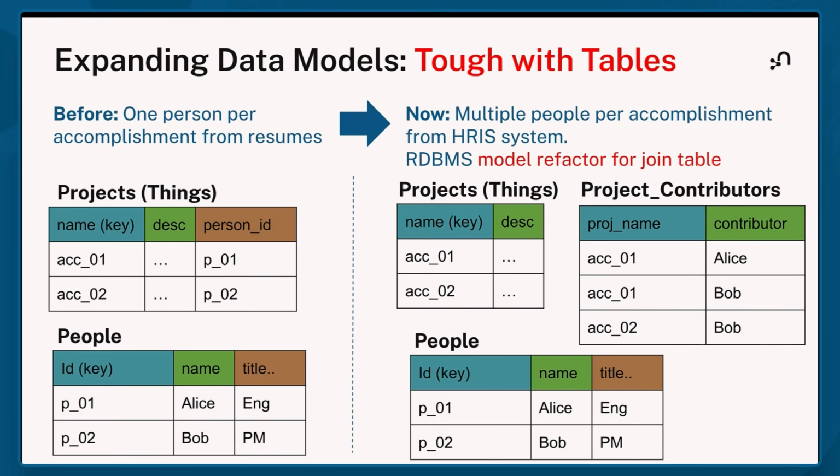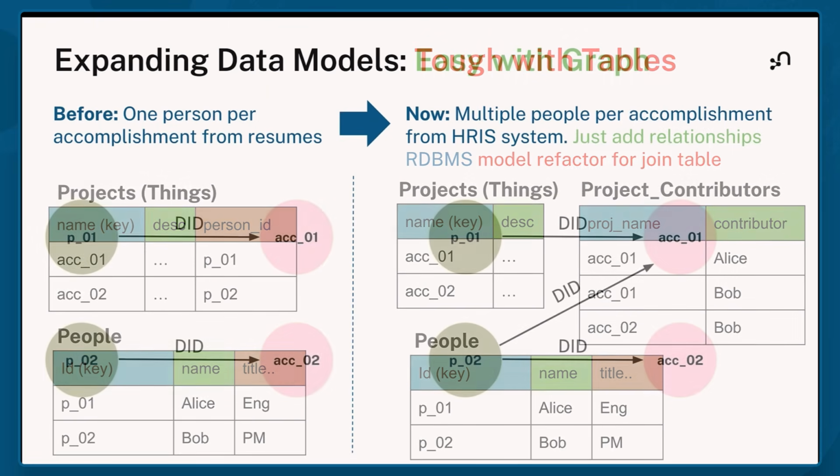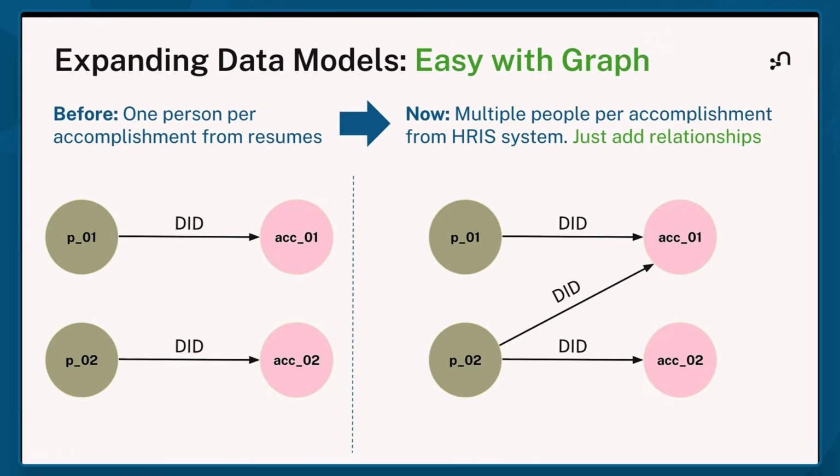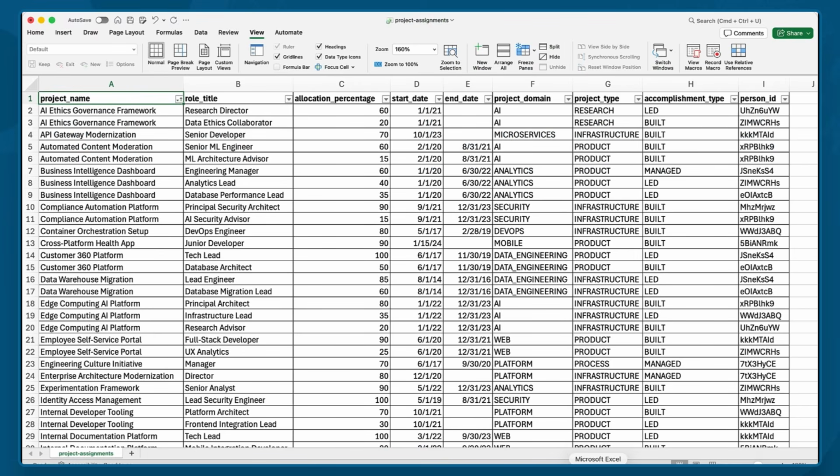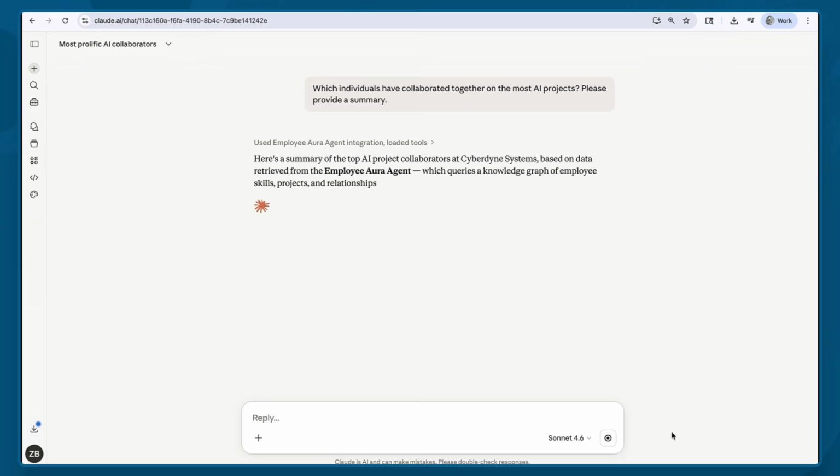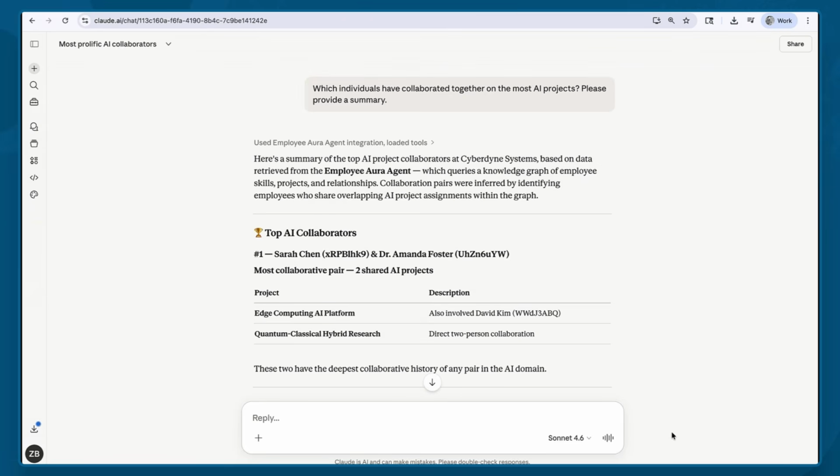Graph databases also make it easy to add data and extend your schema, enabling us to include additional structured data, for example, from an HR information system, to answer different types of collaboration and career path questions.